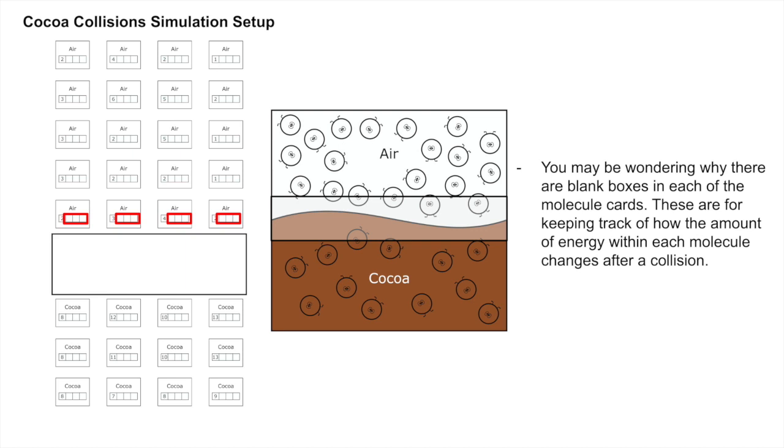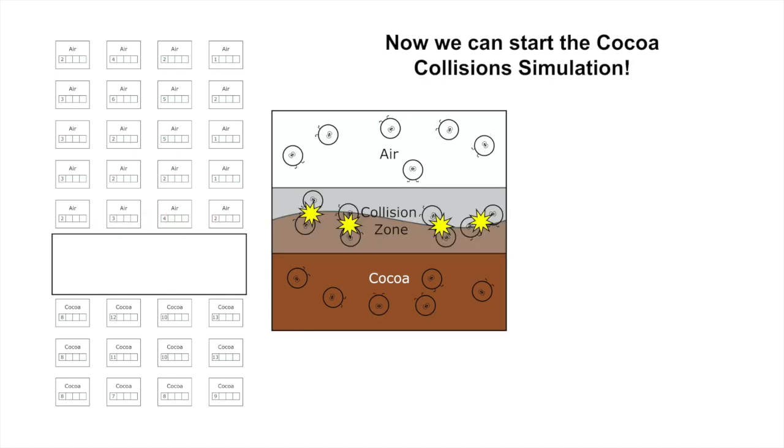You're probably wondering why there are blank boxes in each of the molecule cards. In the Coco Collision simulation, there will be multiple rounds of collisions. Therefore, these empty boxes are for us to keep track of how the energy within each of the molecules changes throughout the simulation. Now we can start the Coco Collisions simulation.